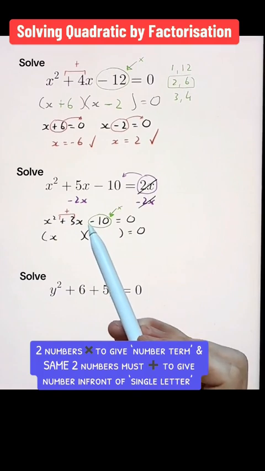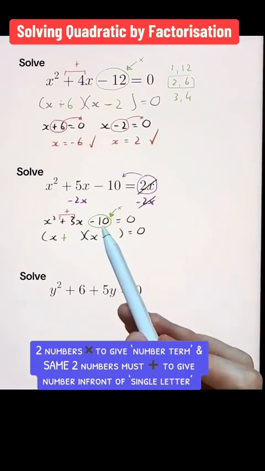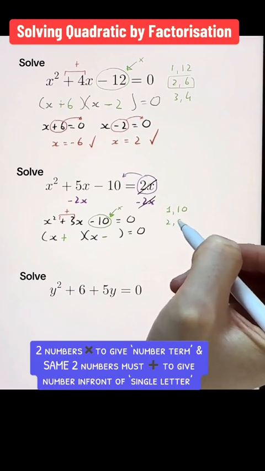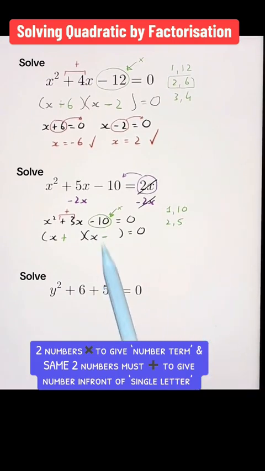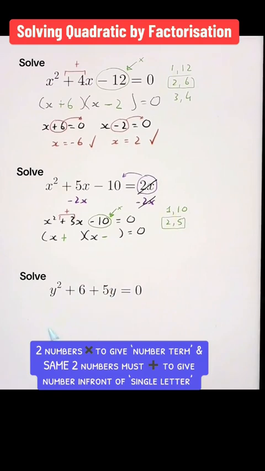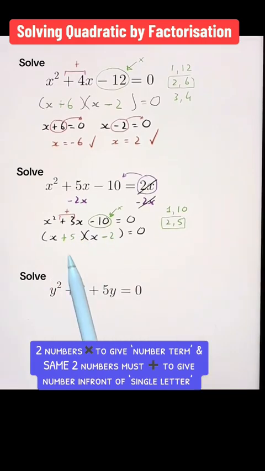The only way to get a negative when multiplying is to have one positive and one negative. Listing out our factors of 10, we know they are 1 and 10, and 2 and 5. The only pair that multiply to give us negative 10 and still add together to give us positive 3 is going to be 2 and 5. As I need positive 3 in front of the single x, it has to be plus 5 and negative 2. As 5 times negative 2 gives you negative 10, and 5 subtract 2 gives you positive 3.